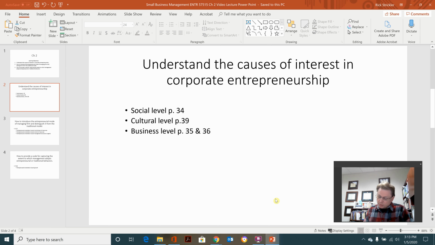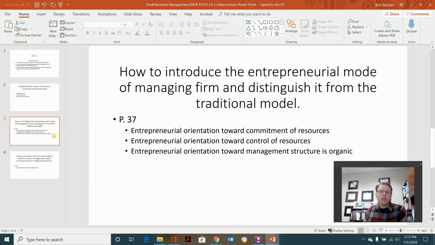Commitment, control of the resource management structure, rewarding, as I had said, growth and entrepreneurial culture. Okay, so if we go on to the next slide, how to introduce entrepreneurial mode. Well, if you go to 37, it goes through entrepreneurial orientation towards commitment of resources. It goes into more in depth about the commitment of resources, and it says that they create the resources in order to test the waters. I'm sorry, commitment to test the waters.